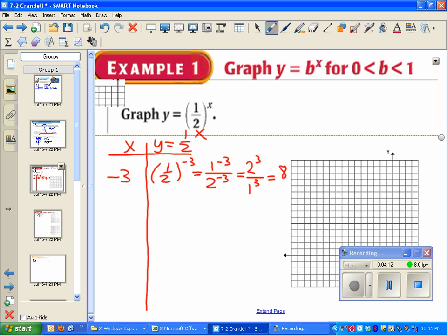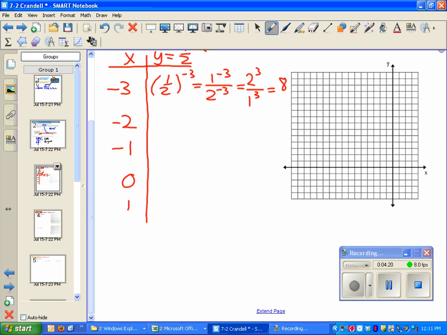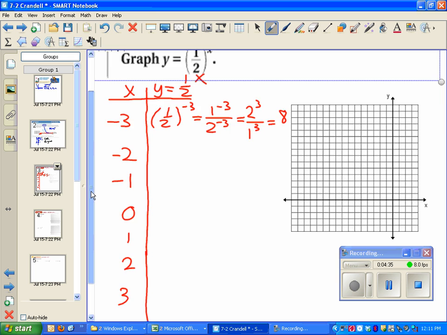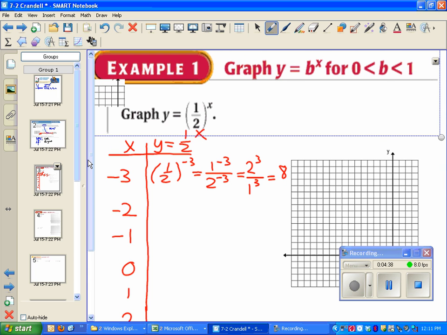So pause the video and go through these. Find -2, find -1, find 0, find 1, find 2, and 3, please. Pause the video right now and find them. Don't watch me. Try it yourself.